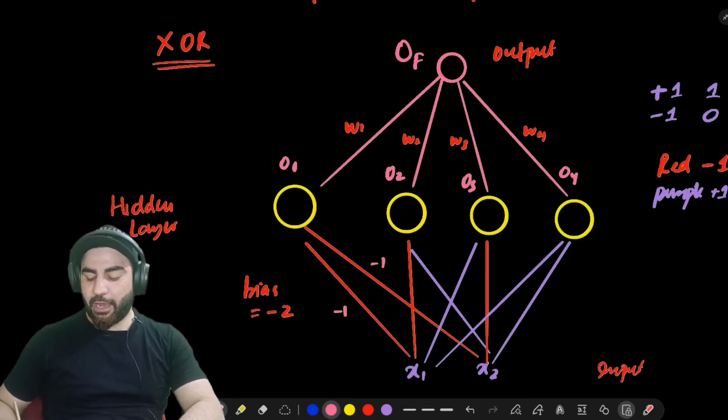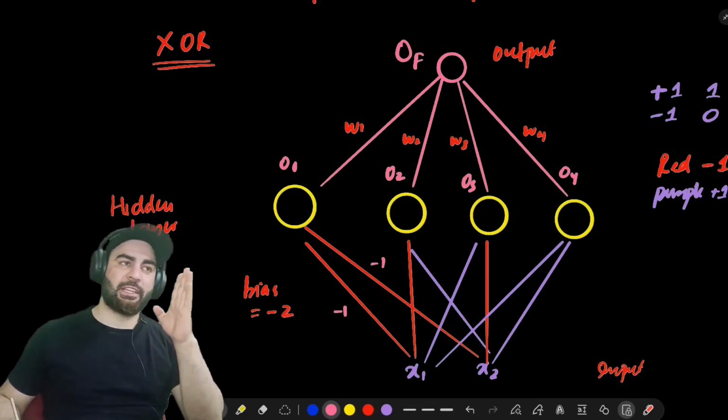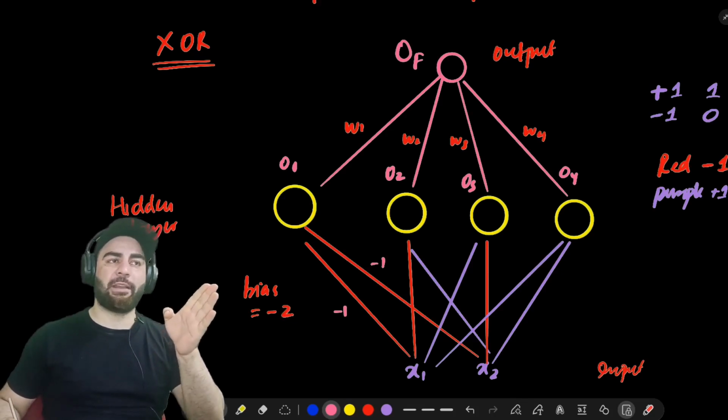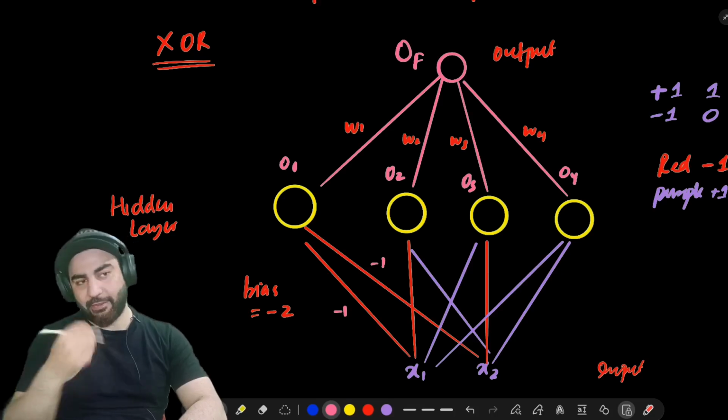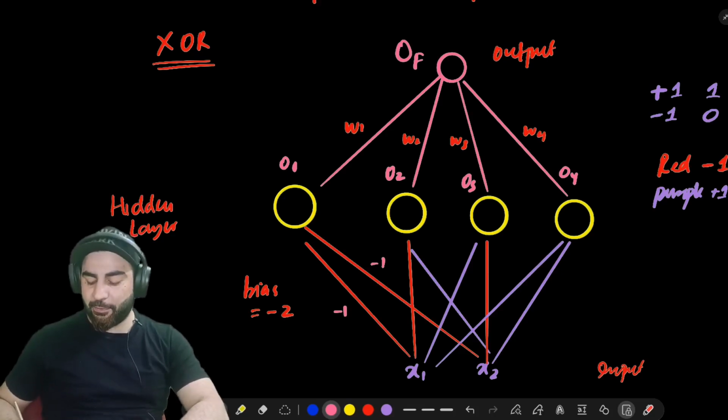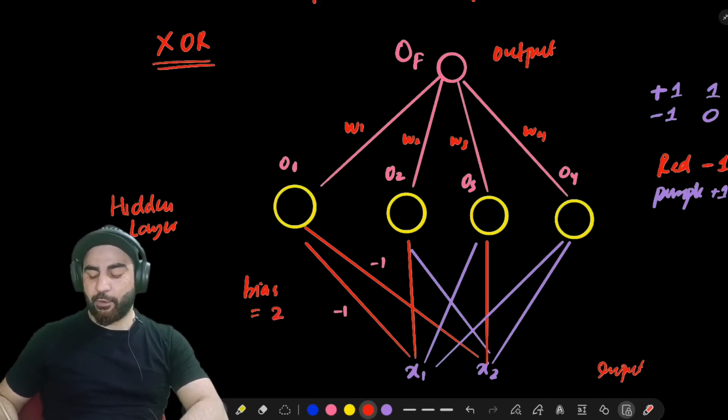Because this bias is -2, bias basically means that if this is greater or equal to -2, then you activate it. So for -1, -1, you'll get this activated when you add this up with this. Or we can also say the reverse: we can have a bias of +2 so that it is greater or equal to 0.